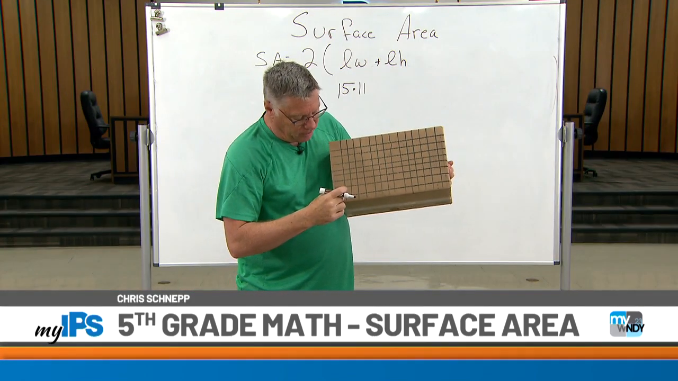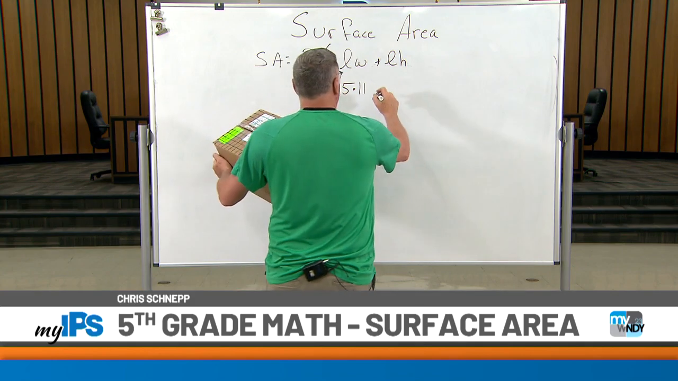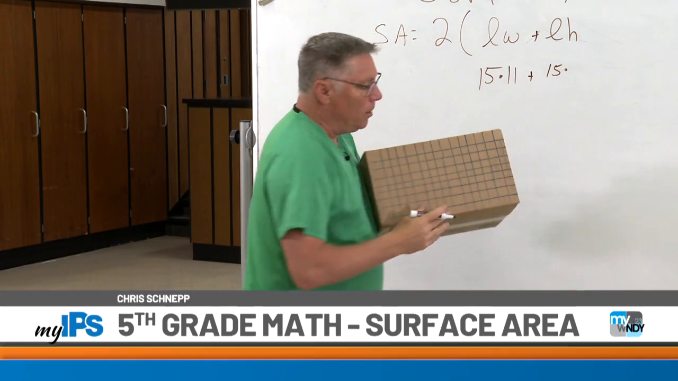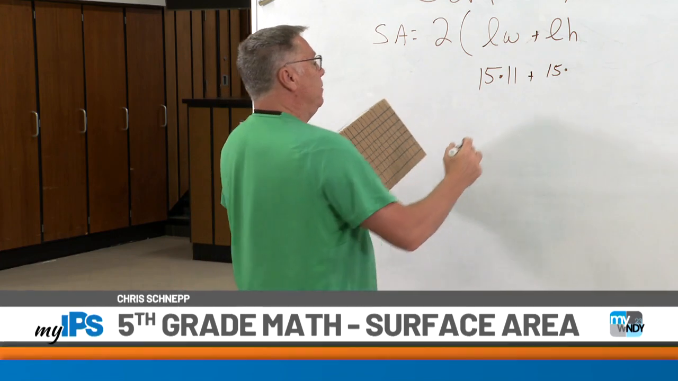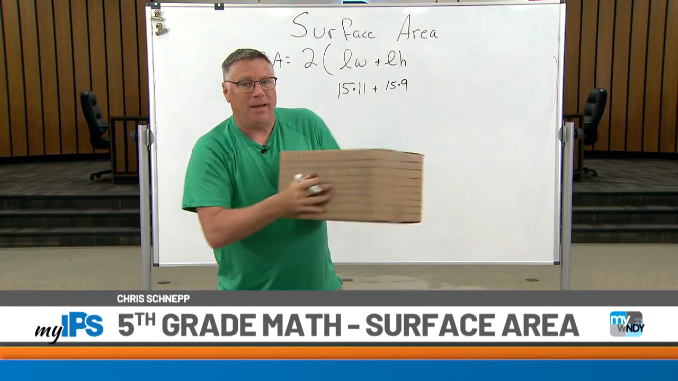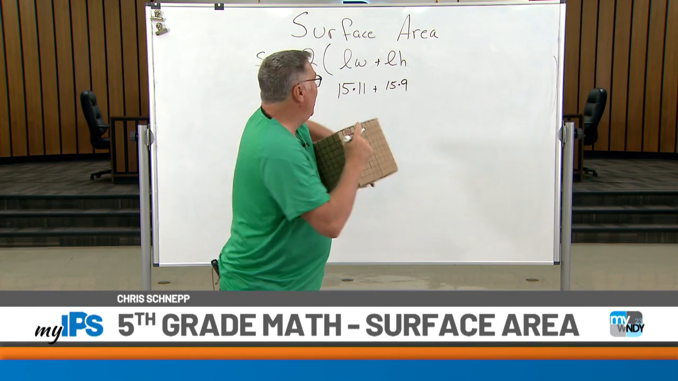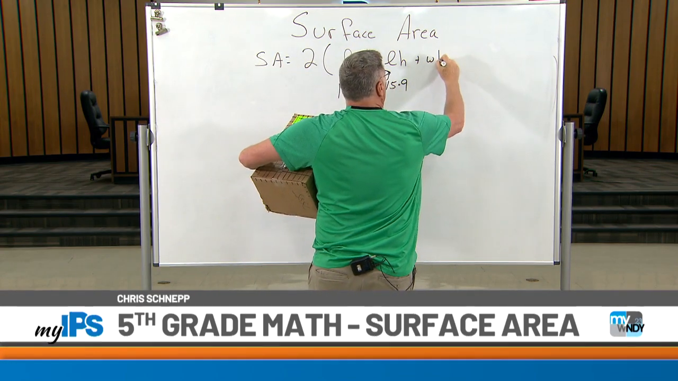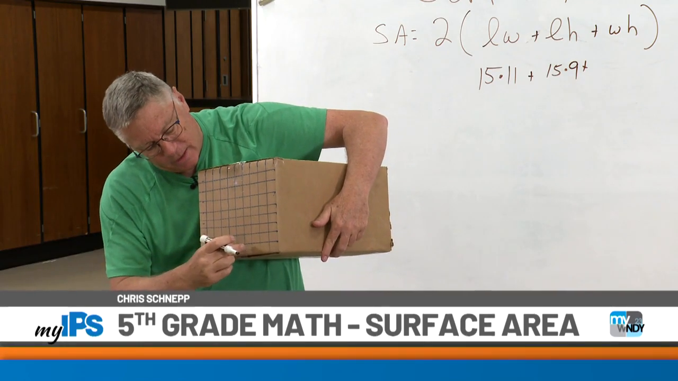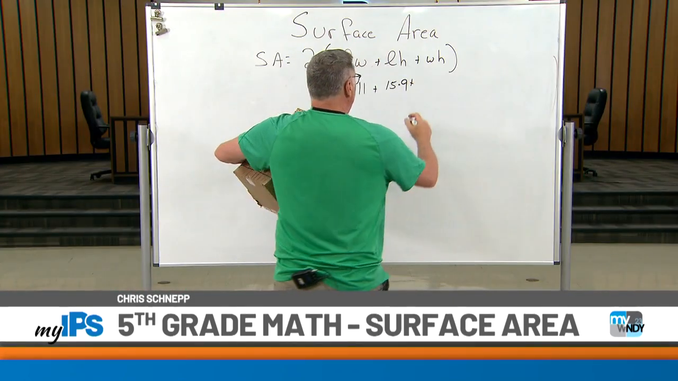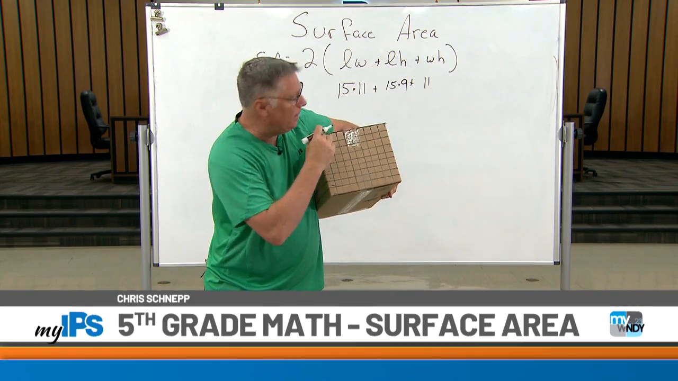Again, our length is 15. But our height goes from here to here, and our height is 1, 2, 3, 4, 5, 6, 7, 8, 9. So we have this side and this side, which takes us to our width and our height. Our width is 1, 2, 3, 4, 5, 6, 7, 8, 9, 10, 11. I miscounted, it's 11. And our height is 1, 2, 3, 4, 5, 6, 7, 8, 9.